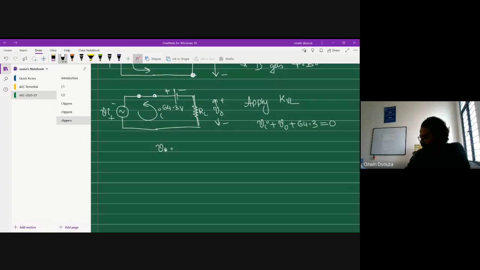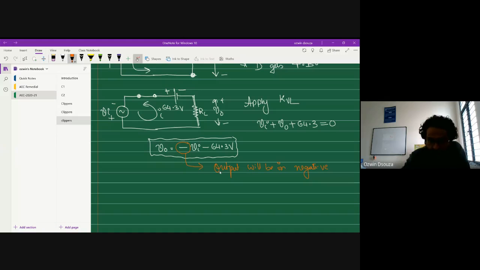Or the output V naught is equal to minus Vi minus 64.3 volts. So over here the negative sign indicates that the output will be in the negative direction.